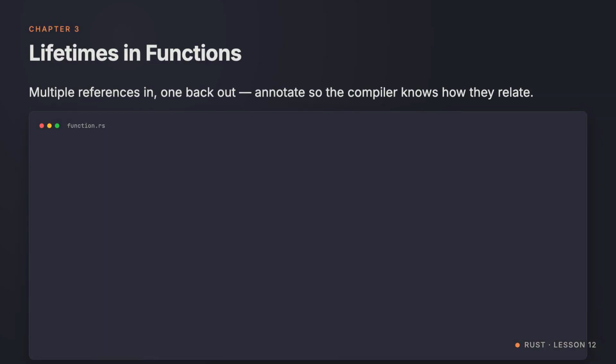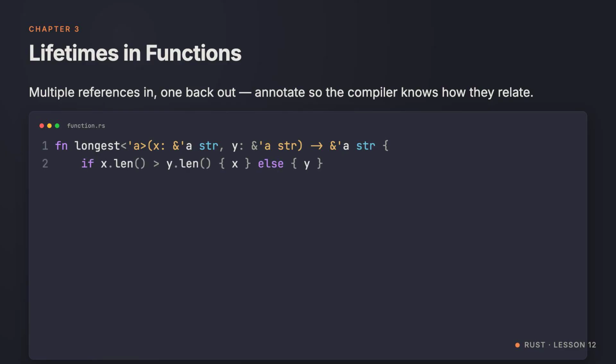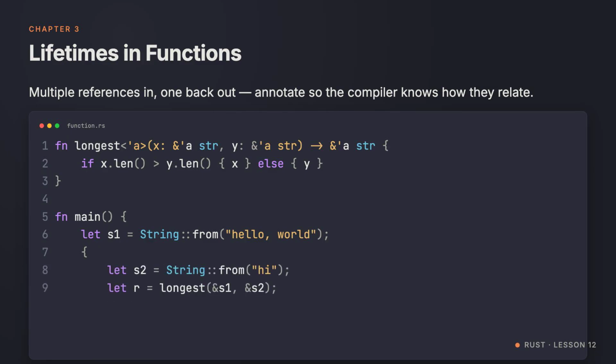Here's the canonical example of where lifetimes matter in function signatures. We want to write a function called longest that takes 2 string slices and returns whichever is longer. Without lifetime annotations, Rust can't know whether the returned reference comes from the first parameter or the second. If the two inputs have different scopes, if they're valid for different stretches of time, the compiler can't tell how long the returned reference should be valid. Should it live as long as the first argument, the second, both? The annotation clears this up.